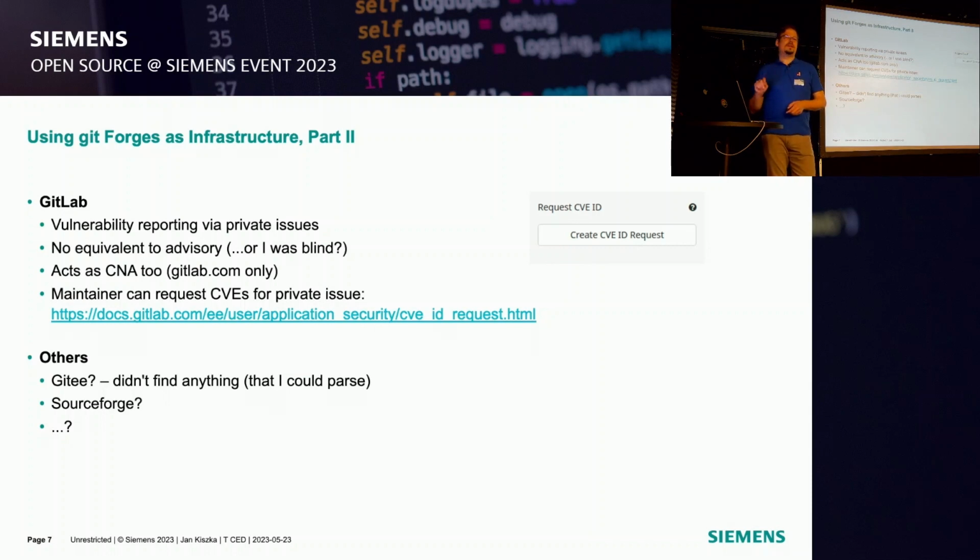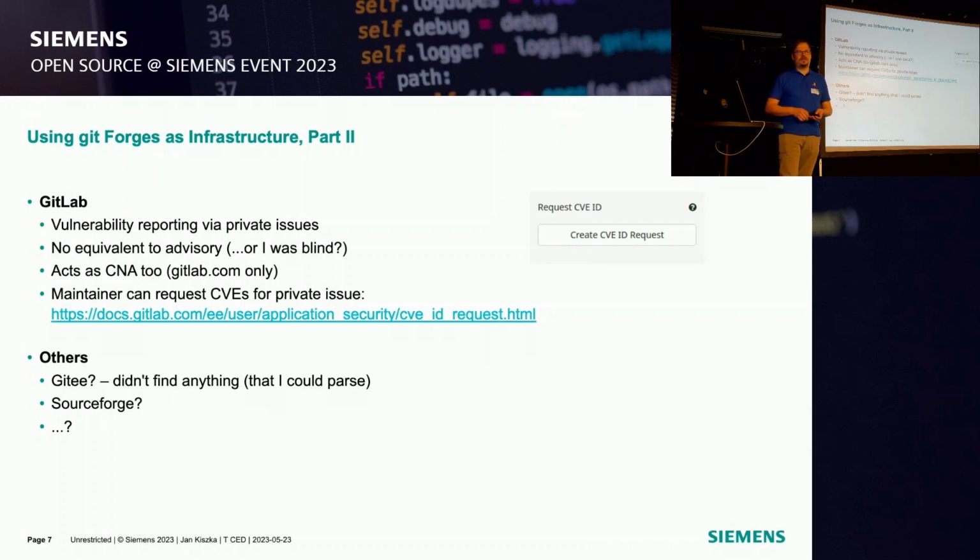Nevertheless, GitLab is also a CNA, a CVE numbering authority, so they can also request a CVE number on your behalf if you have something worth reporting. Basically, if you have a private issue, you press this button and click on it, and it opens up another issue, a request issue, so to say, with the GitLab operators, and they will then assess your reporting and do the next necessary steps. Yeah, exactly. That's basically the infrastructure there.